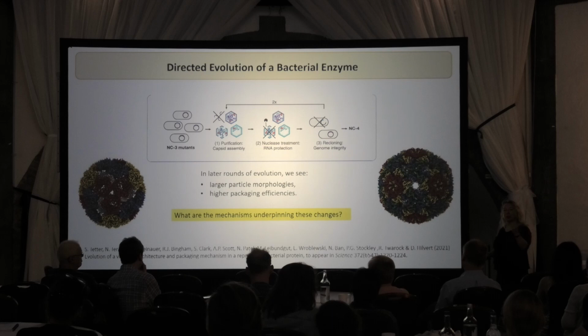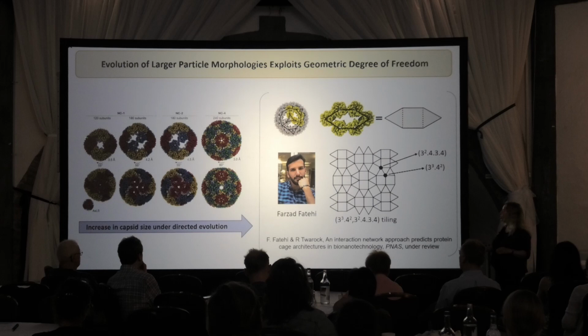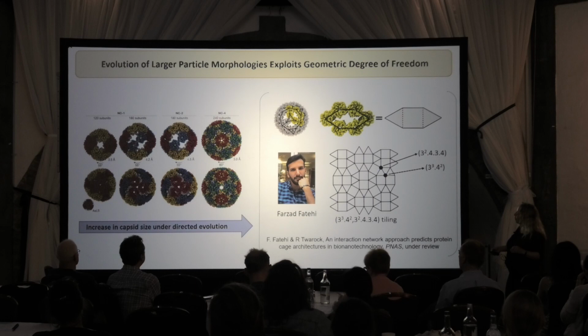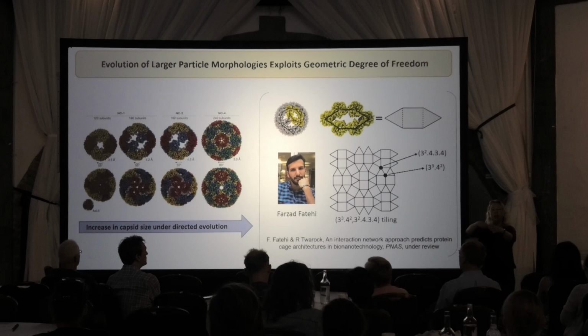But what also was very interesting is that they find higher packaging efficiency at a point where the geometry doesn't change anymore. So first on the geometric part, so here you see these different particles that arise when this evolves, and these are very interesting from a structural point of view, because in contrast to viruses, you have these holes here. And the holes are there because not all protein subunits are interacting with others, which is atypical for viruses. Usually they all interact with others.